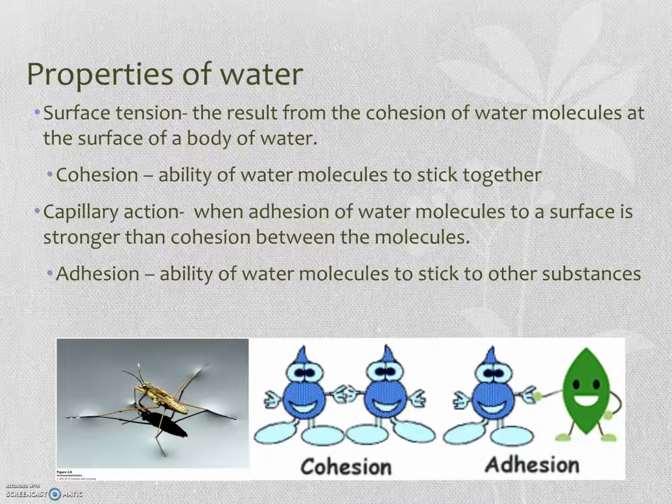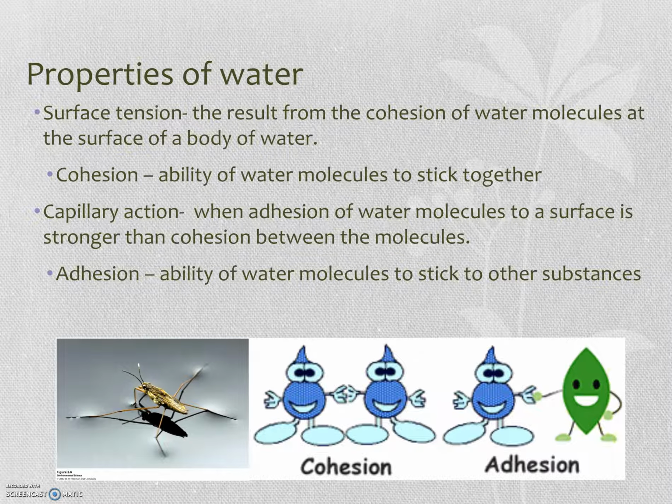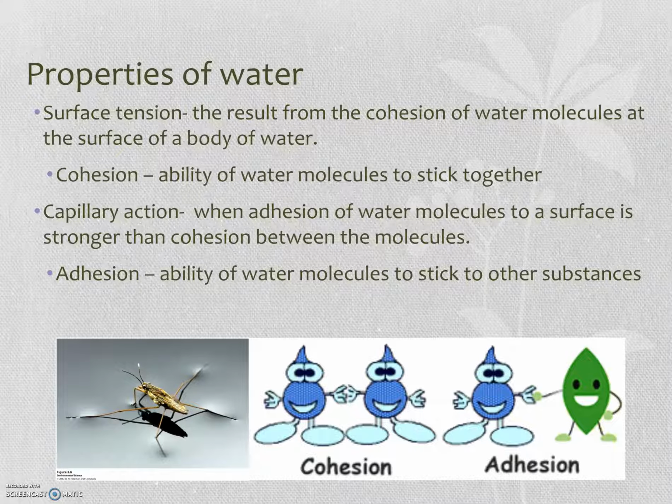Water has a whole lot of unique properties. Some are surface tension that results from the cohesion of the water molecules at the surface of the body of water, which means the water is attracted to itself. And cohesion is the ability of water molecules to stick together. We have capillary action, which is the adhesion of water molecules to a surface that is stronger than the cohesion between the molecules, and that's adhesion. Water sticks to other things. So water sticks to itself, water sticks to other substances. It allows things like our water strider to stand on top of the water.